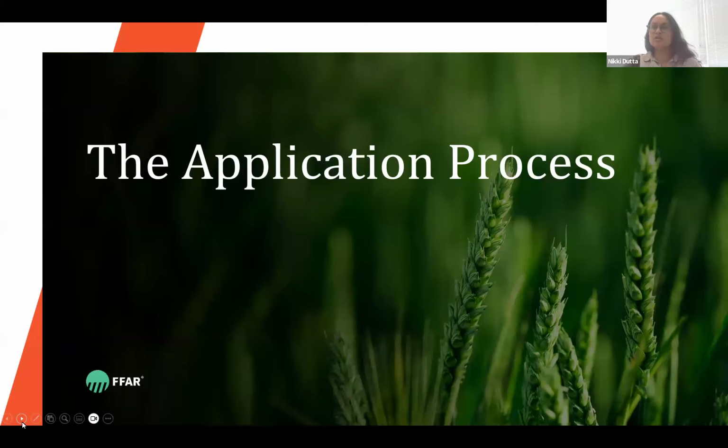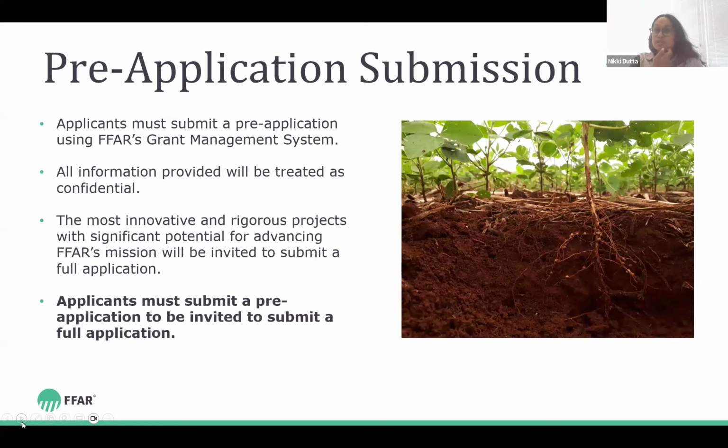And I'm going to quickly talk through some of the application process, starting with our pre-application submission. So the main takeaways from this is the pre-application submission must be through FFAR's grants management system. All information will be treated as confidential and private. And the most innovative and rigorous projects with significant potential for advancing our research call and FFAR's mission will be invited to submit a full application. Only those that have submitted through FFAR's grants management system will be eligible for a full application invitation through FFAR.